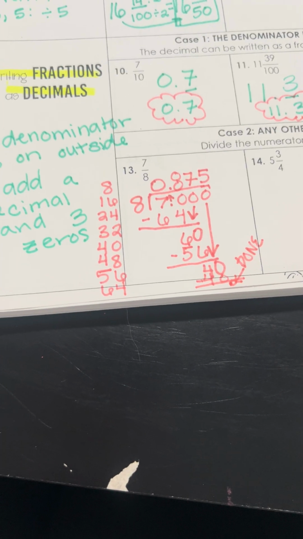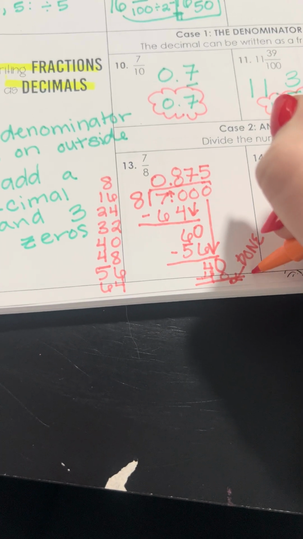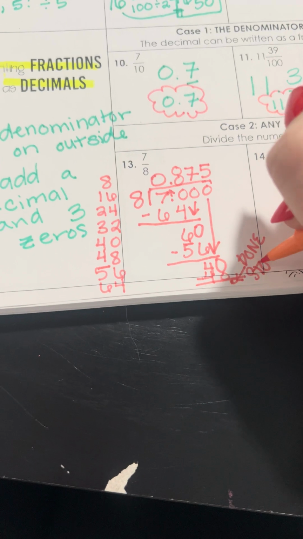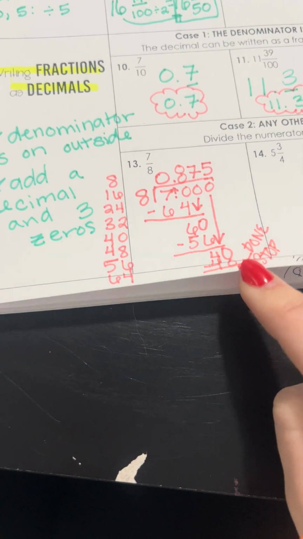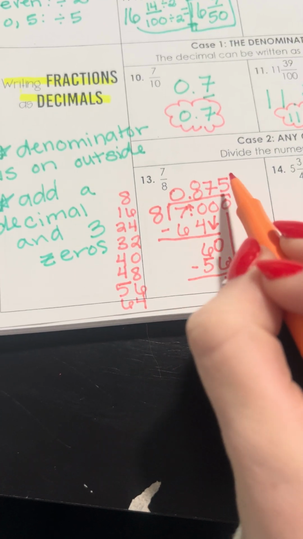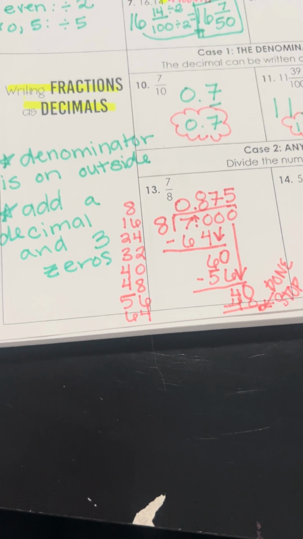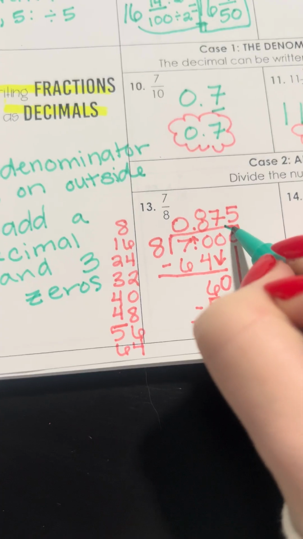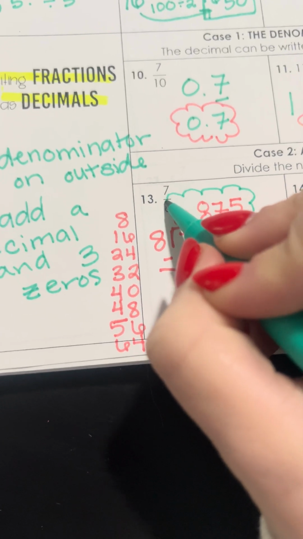Okay, you are done. You can stop. I'll even write stop. When you get a 0 at the bottom, that means you're done. You can stop. So your decimal is whatever is on top of your house. So in this case, it is 0.875.